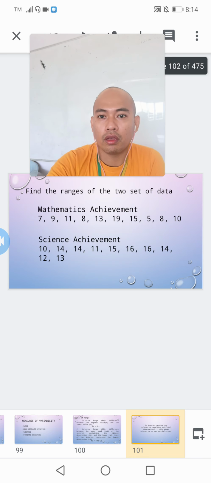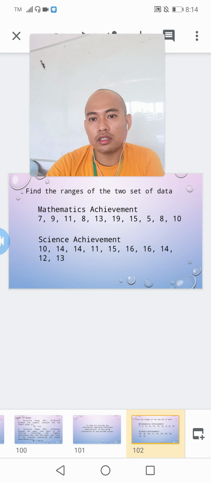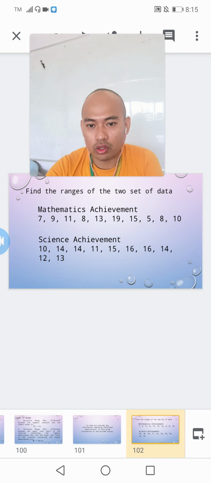Okay? So let's have an example for this. Let's say we need to find the range of the two given data sets. We have the mathematics achievement and the science achievement. Under mathematics achievement, we have the following scores: 7, 9, 11, 8, 13, 19, 15, 5, 8, and 10. While under science achievement, we have 10, 14, 14, 11, 15, 16, 16, 14, 12, and 13.